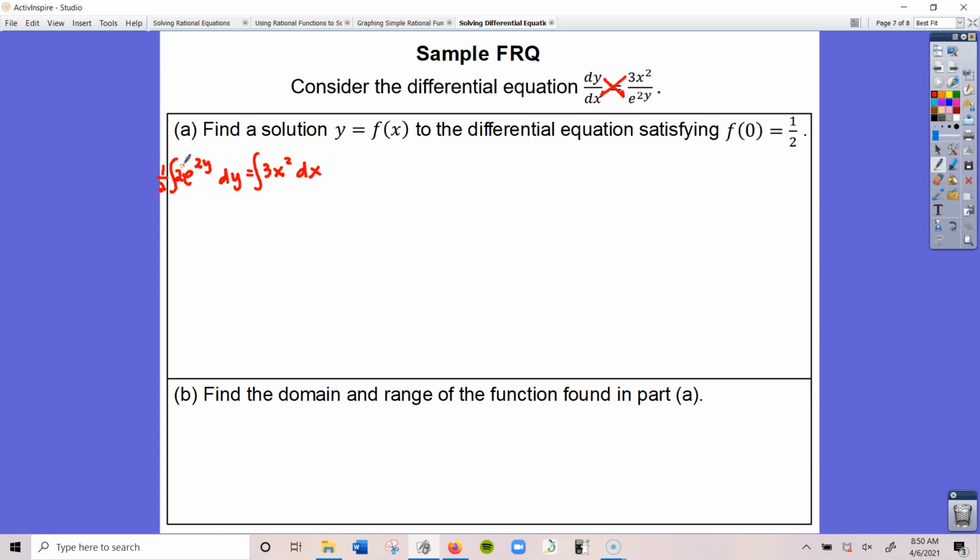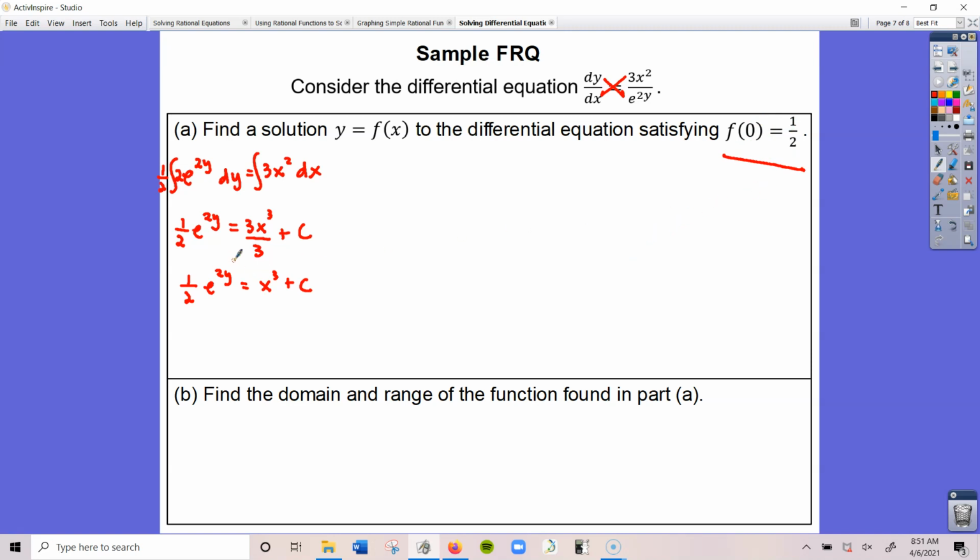So now that I've set that up, we can basically ignore the 2 and just integrate the outer function. And the integral of e is just itself. So this would give me 1/2 e raised to the 2y is equal to 3x to the third over 3 plus c, which can be simplified to 1/2 e to the 2y is equal to x to the third plus c.